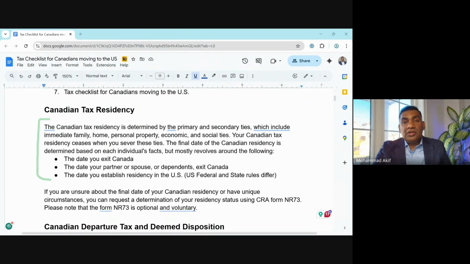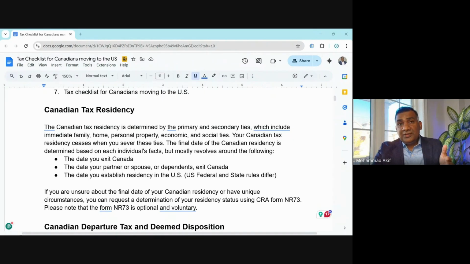So again, if you are not sure, then fill out the NR73 form, send it to the CRA, and then let them make the determination for you, which is very important, right? We need the determination to be done, and we should know that you are a resident or not, because it matters. So this is how the Canadian residency is determined.